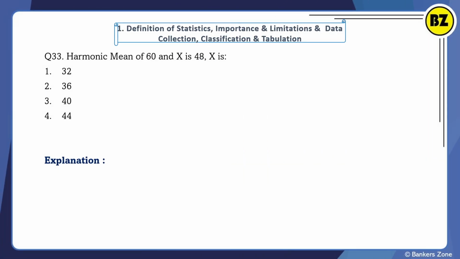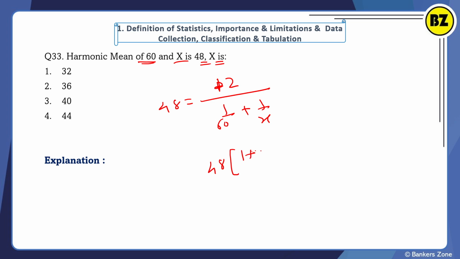See, harmonic mean of 60 and x is 48, find x. Now, harmonic mean 48 is given, which is for two values. That's why 2 upon (1 upon 60 plus 1 upon x). Simply solve it. So simply 48 into bracket (1 plus x) upon 60x is equal to 2. So 2 divided, it will be 24.